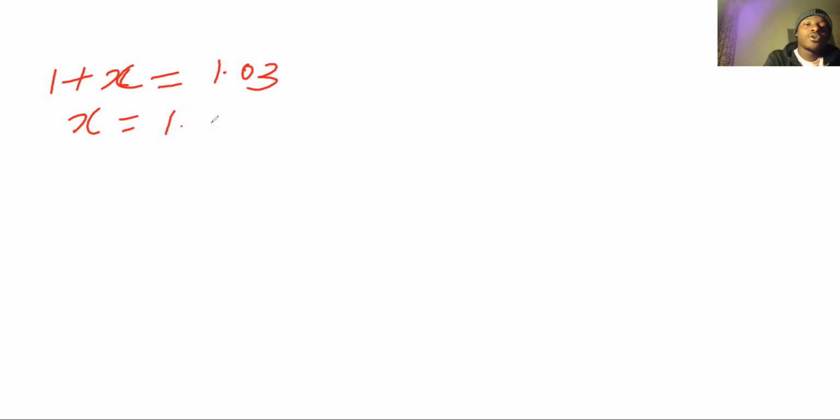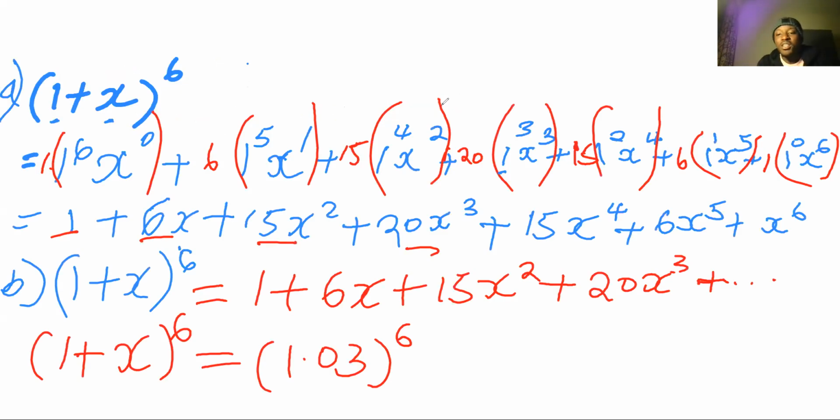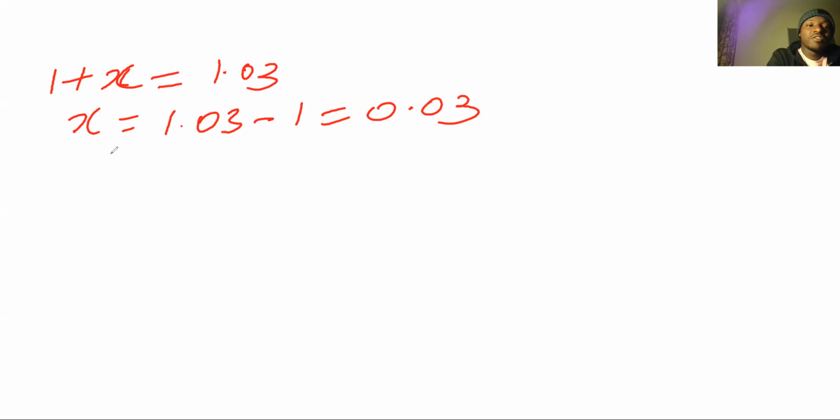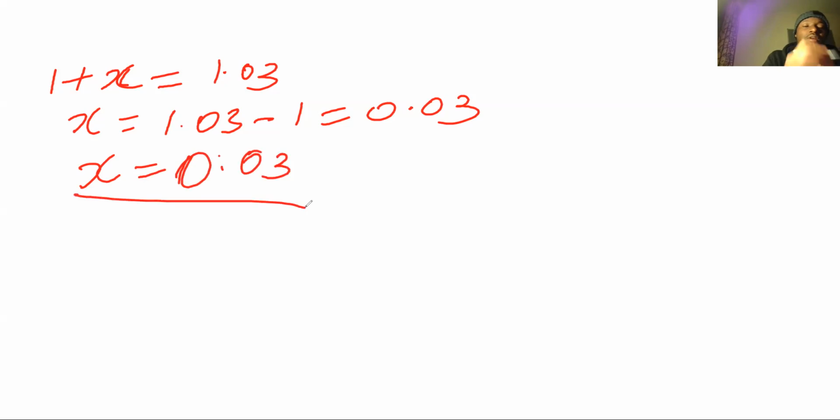Make x your subject of the equation, so it will be 1.03 minus 1, which is 0.03. But remember, they have said what? Use the expansion to solve. So under our expansion, we had copied it here. So that means we'll now say, so we have the value of x, 0.03. Very important. Now our expansion of 1 plus x power 6 to the next 3 terms.